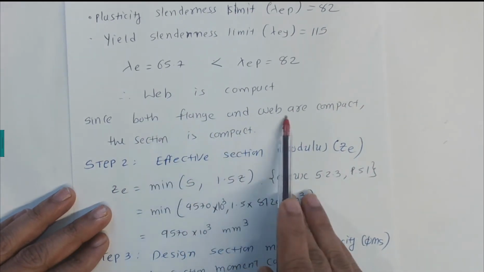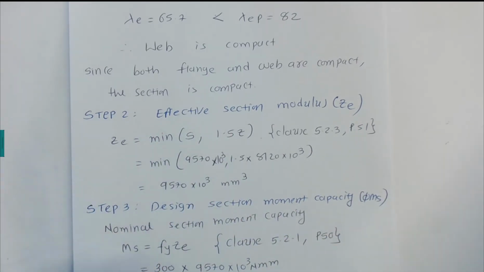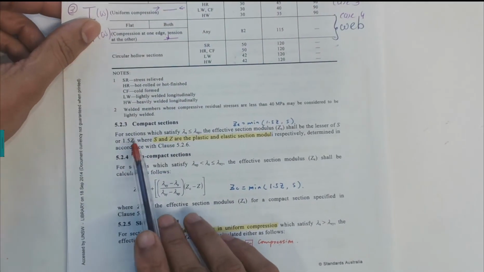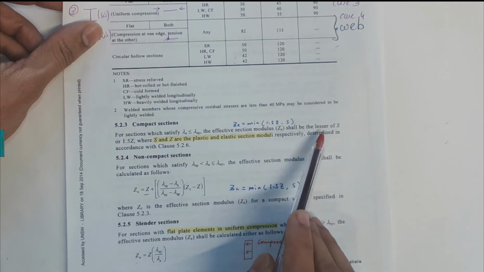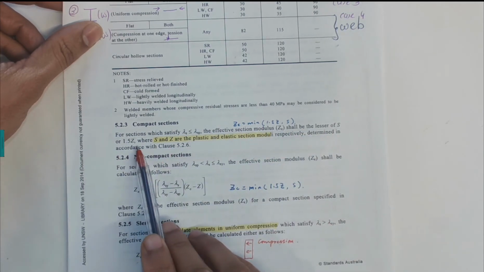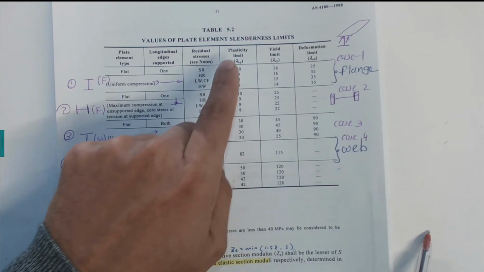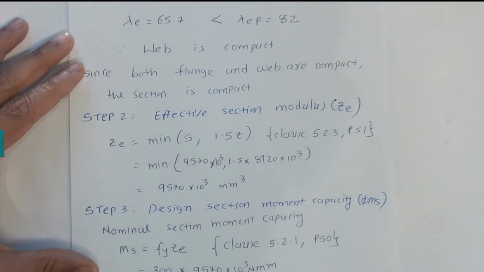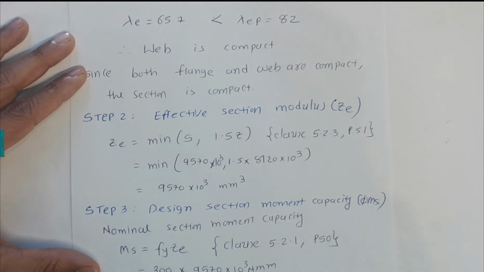Now both flange and web are compact, so the section is classified as compact. In the case of compact, we can find the effective section modulus Ze by taking the minimum value of S and 1.5 Z. In clause 5.2.3 on page number 51, we have this information to calculate Ze, which is the minimum of S and 1.5 Z.